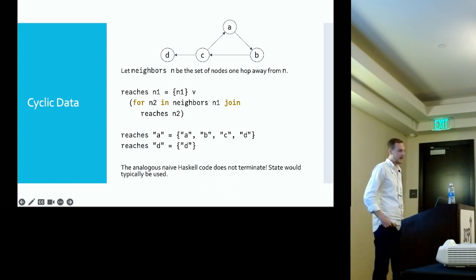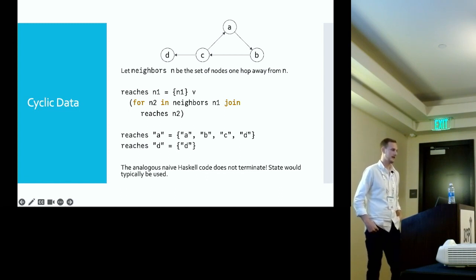And at the same time, we're able to avoid things like imperative programming. The alternative to doing this in other languages might be to use something like a state monad to keep track of the nodes you've already visited. This gives us a nice declarative, purely functional implementation of these algorithms for cyclic data.